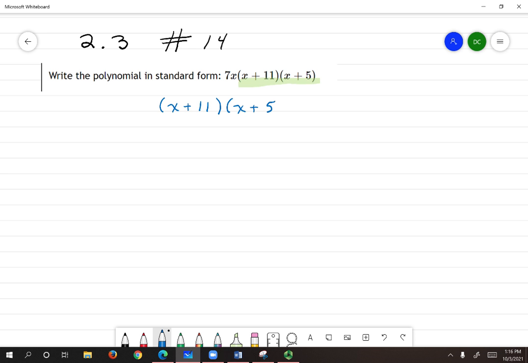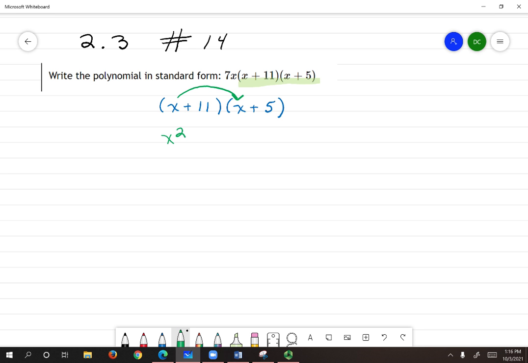There are two ways to do this. We could use FOIL or we could use a 2x2 box. I'm going to try FOIL. If you have enough practice, you should be able to do this. So this gives us x times x. That's the first, is x squared.